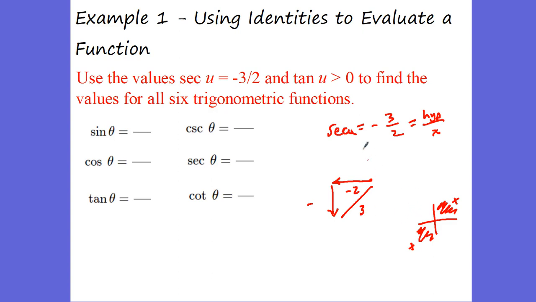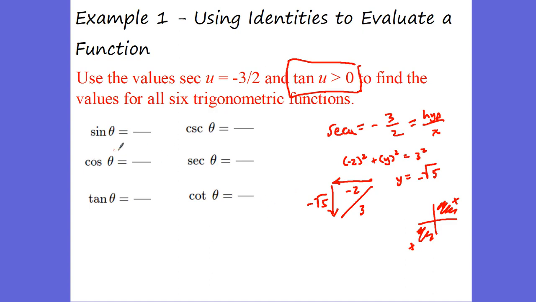Okay, and so now I can go to my trigonometric values. Here is negative 2 squared, that's x squared, plus whatever my y squared is equal to my hypotenuse squared, that's 3 squared. So we have 9 minus 4 is 5, so y is equal to the square root of 5, and in this case it's negative root 5. Why? Because it has to be negative root 5 because it's in this third quadrant, because I know this little stipulation right here is tangent has to be positive.